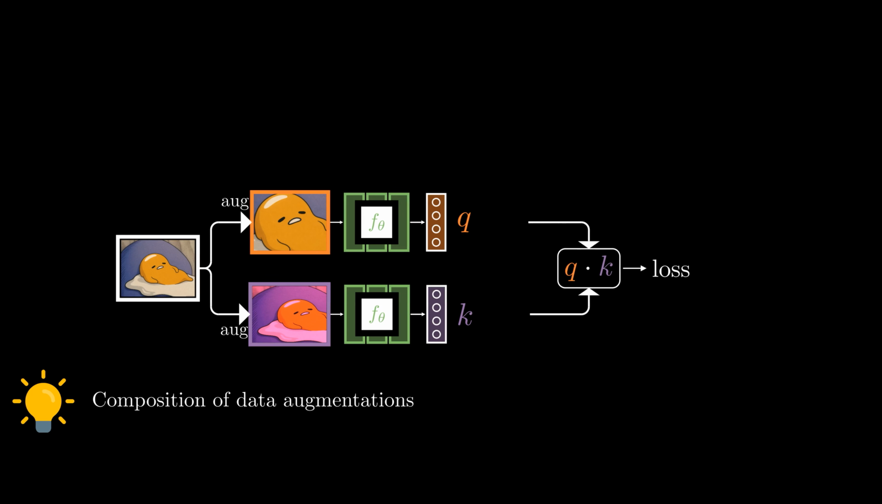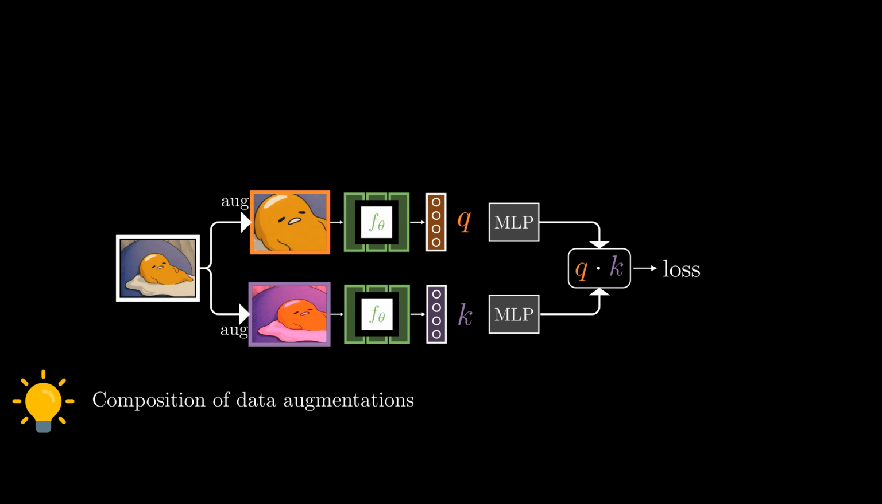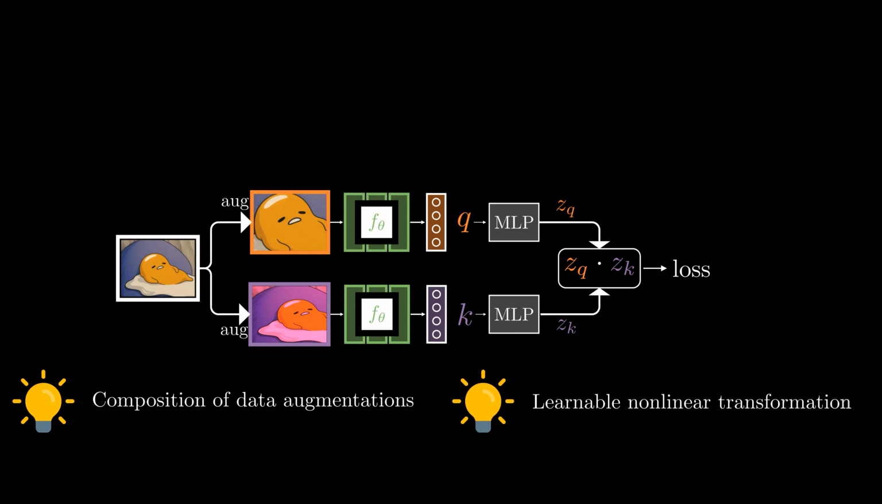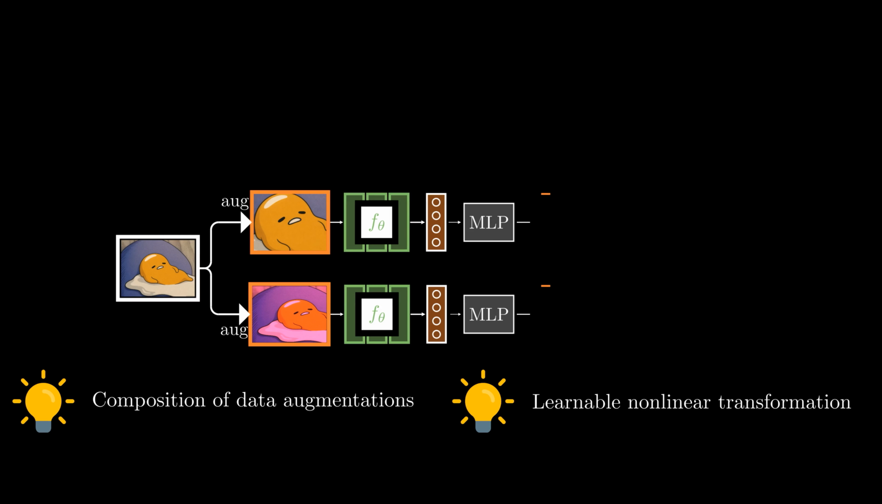Second, we should add a learnable nonlinear transformation, such as an MLP projection head, between the representation and the contrastive loss. We can then apply the contrastive loss in this learned embedding space.